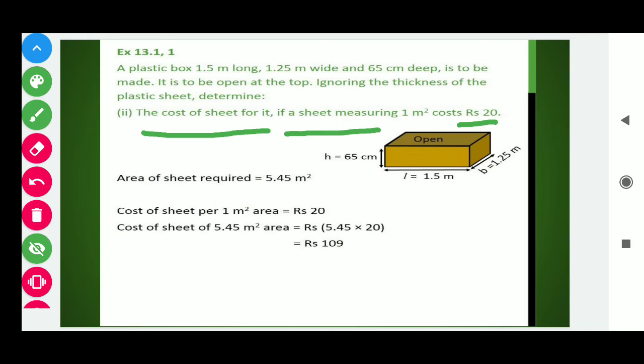The area of sheet required is 5.45 square meter. This area we just found in the first part. The cost of sheet per square meter is rupees 20. In this way, the cost of sheet of 5.45 square meter area is 5.45 into 20, and we get the answer 109 rupees.